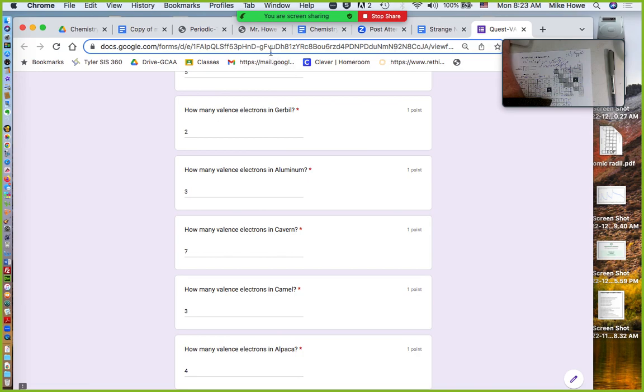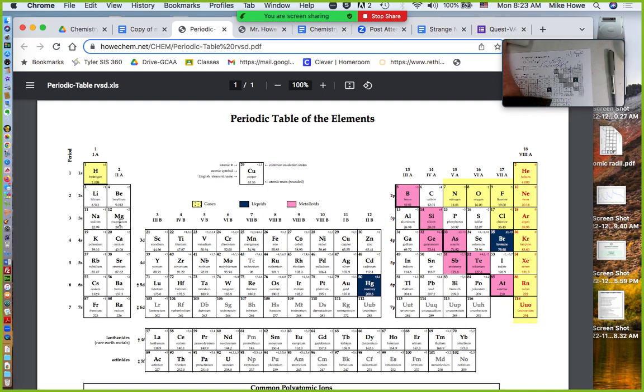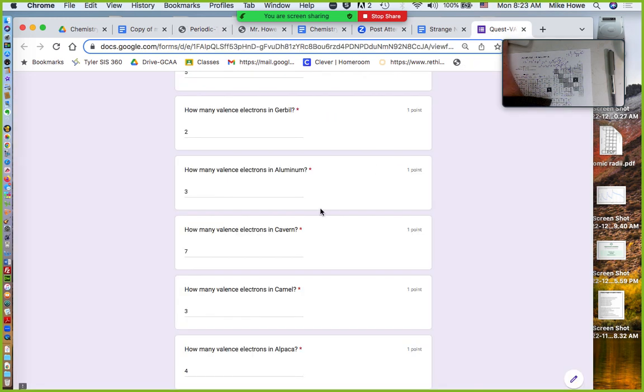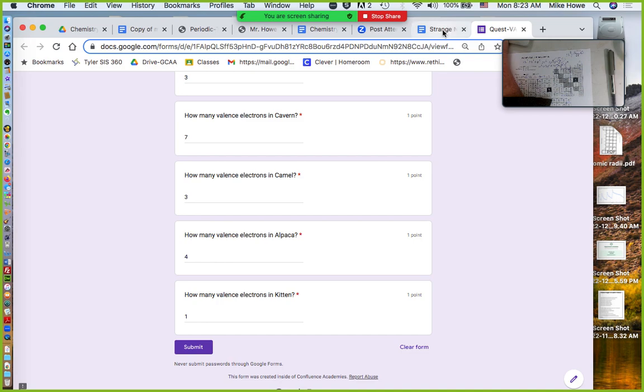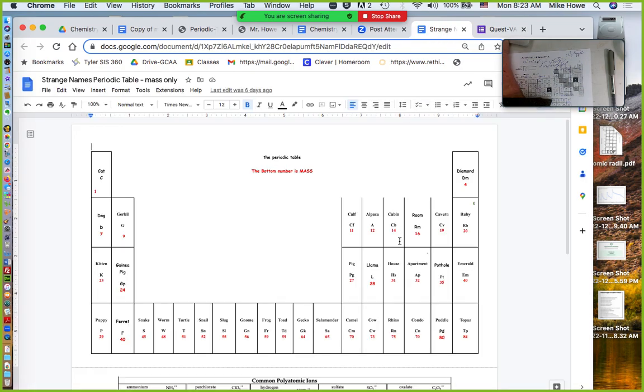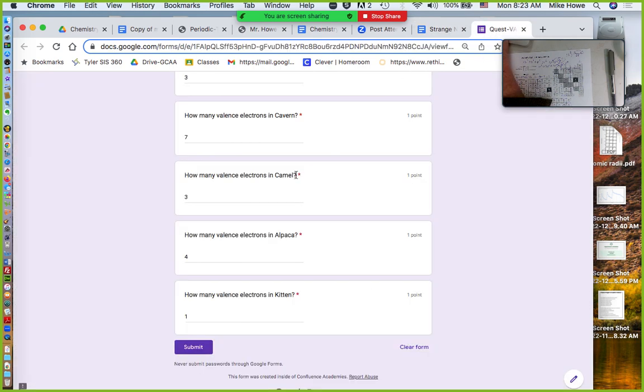Aluminum. Aluminum was one that I put on there just to throw a regular element in. So aluminum's here, 1, 2, 3. There's 3 in the outer shell because aluminum's sitting right there. So 3. That's why that answer's 3. Then we had cavern and camel. Camel was here, cavern's over here. So cavern has 7. So it was 1 through 8. That's 8. That's 7. And then camel would be 3. So cavern 7, camel 3.